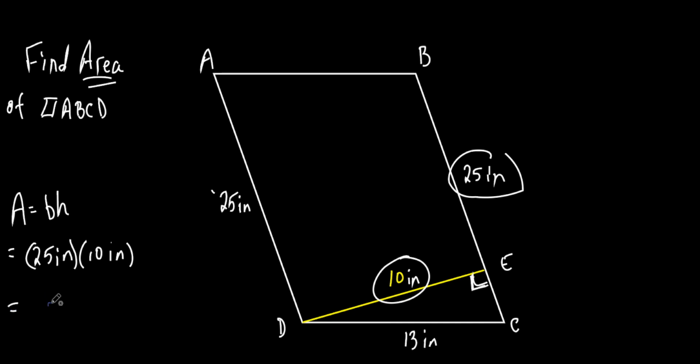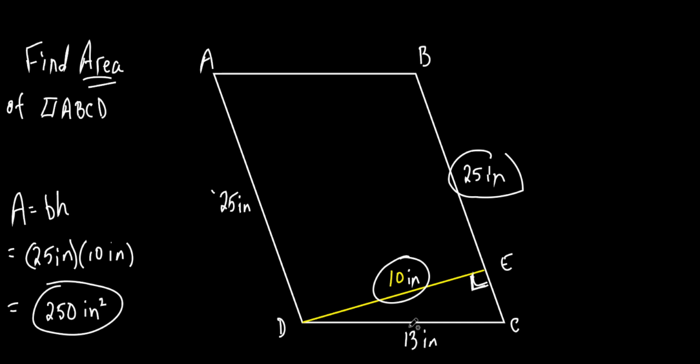Yep. 25 times 10 is 250. What are my units? Inches what? Squared. And that is how we find the area. What does that mean? That means there's 250 squares that can fit inside of that parallelogram. That's what we're trying to do. How many squares can you fit inside of there?